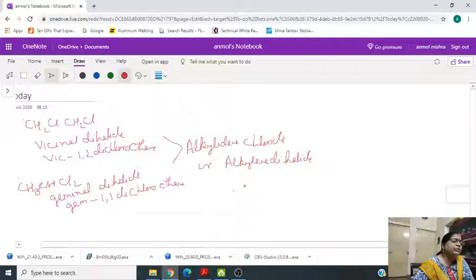We can take some more examples. For example, CHBr3. Commonly it is known as bromoform, but in IUPAC, you can see here that 3 Br are attached to the single carbon. So it will be named as tribromomethane.